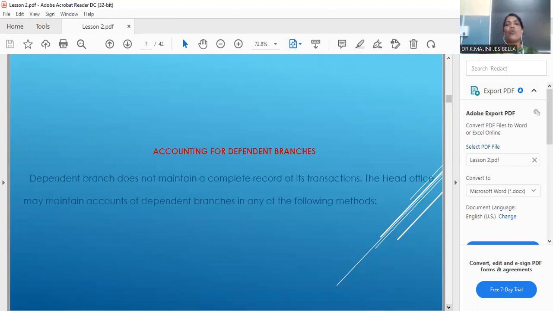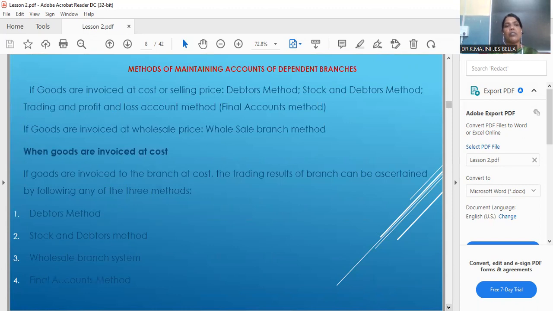Then we can see the accounting for dependent branches. Dependent branch does not maintain a complete record of its transactions. The head office may maintain accounts for dependent branches in any of the following methods. We can see what are the methods they are following for maintaining accounts.